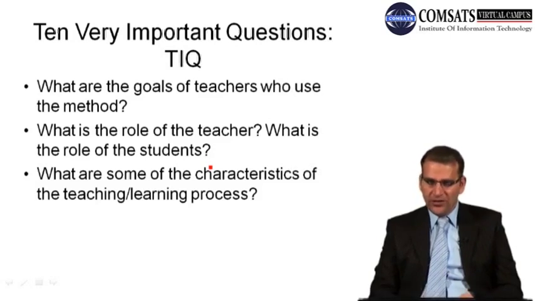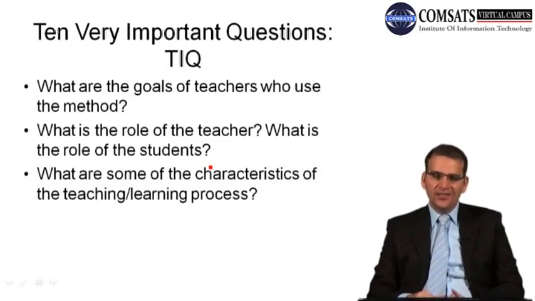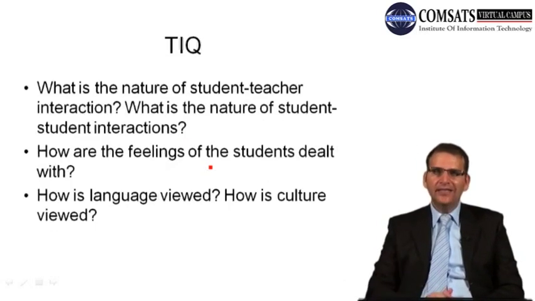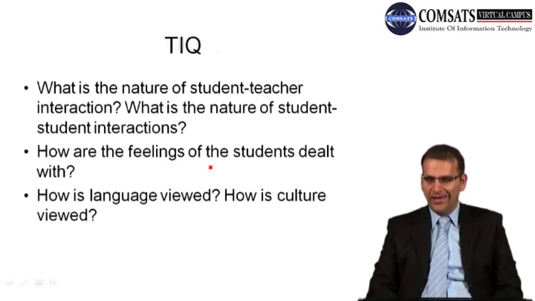First, what are the goals of a teacher? Second, what is the role of a teacher? What is the role of the student? Third question, what are some of the characteristics of the teaching learning process? Now, question four, the nature of student-teacher interaction. Also, the nature of student-student interaction.